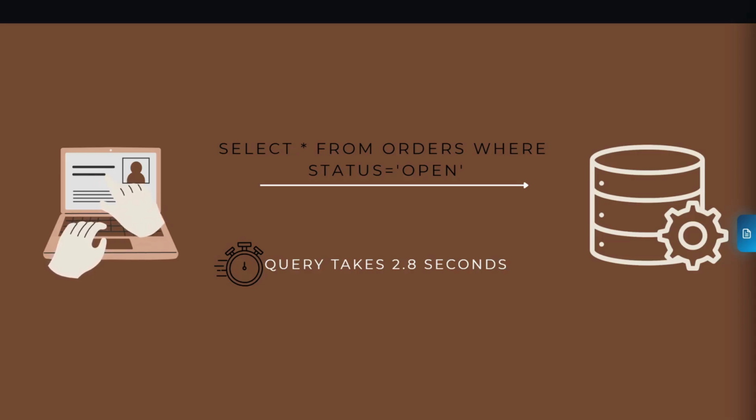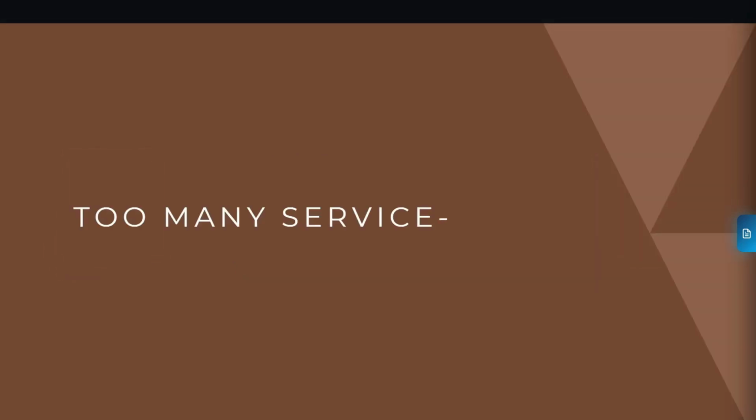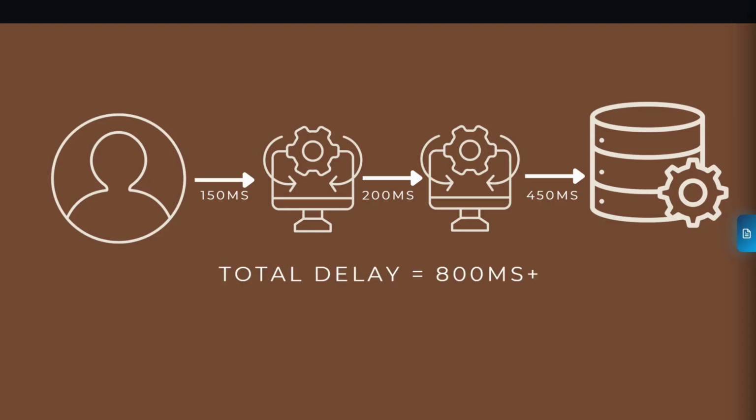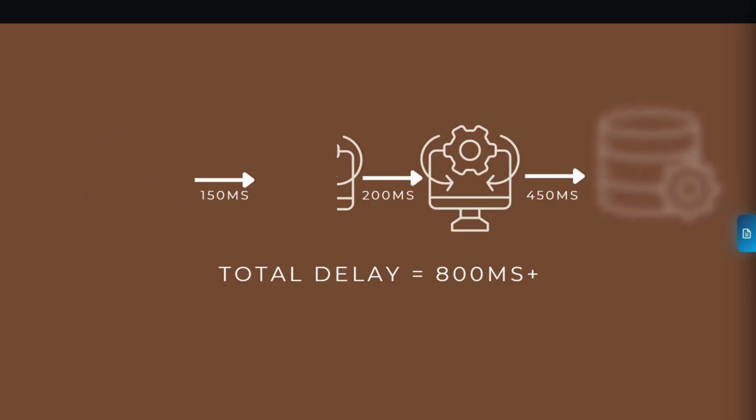Next is too many service-to-service calls. In a microservice architecture, it is very common to call multiple services. Let's take an example: the first call takes 150 milliseconds, the second one takes 200 milliseconds, and the third one takes 450 milliseconds. Each call adds some latency, right? Together, your response time easily crosses 800 milliseconds. So the key here is that we have to reduce unnecessary calls and combine the data whenever it is possible. The next is blocking code.